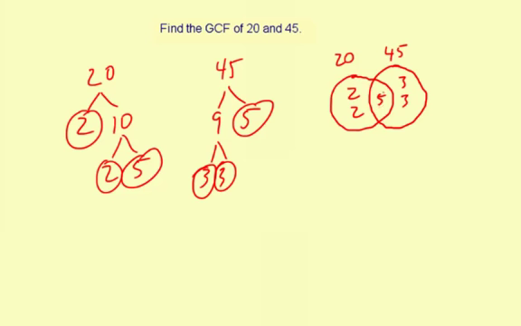So the greatest common factor is this part that's shared. It's common to both. So it's just 5. And that's it. Now, there's another way to do this where you list all the factors.